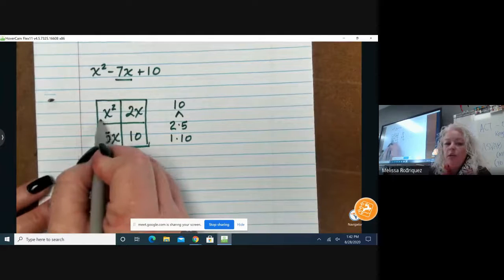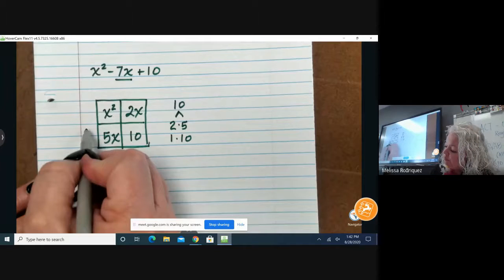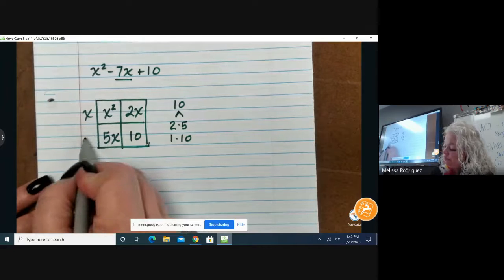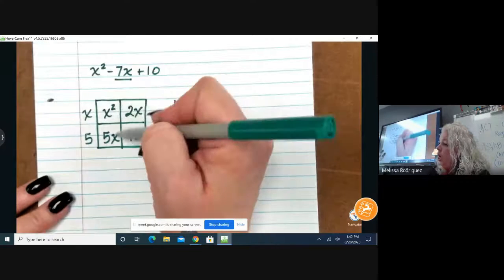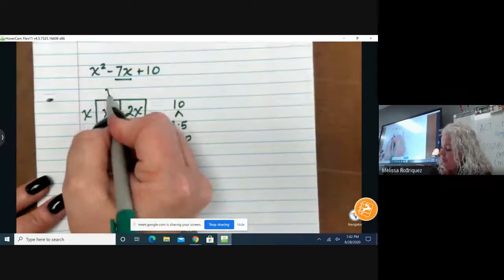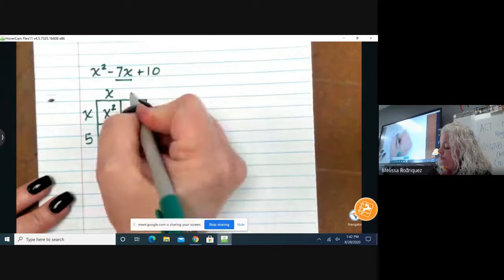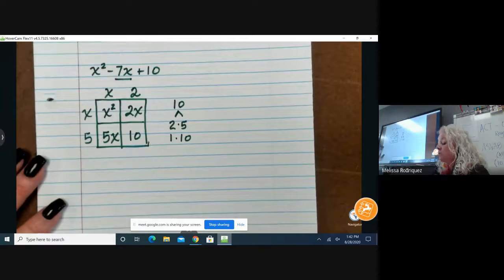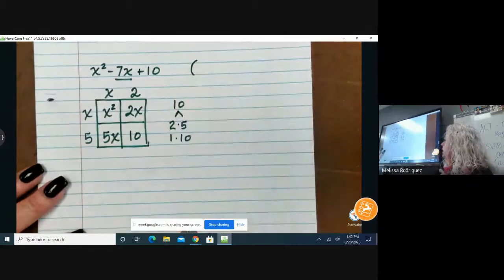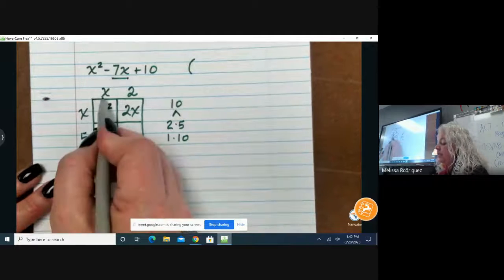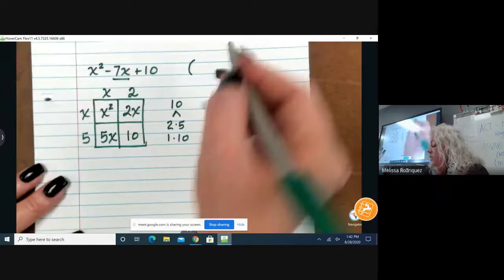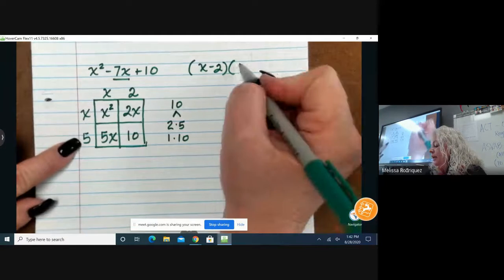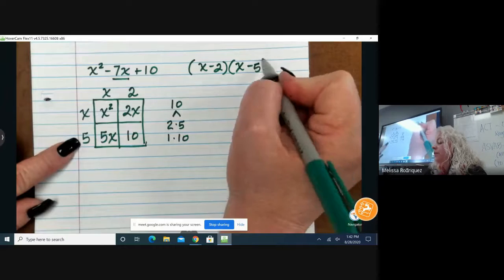So let's divide out. What can you take out of this first row? X. Second row. First column. Second column. It is a 2. Questions? Now, what did we say those signs were going to be? Negative. Both negative. So what is this going to say? X minus 2 times, go down the side, X minus 5.